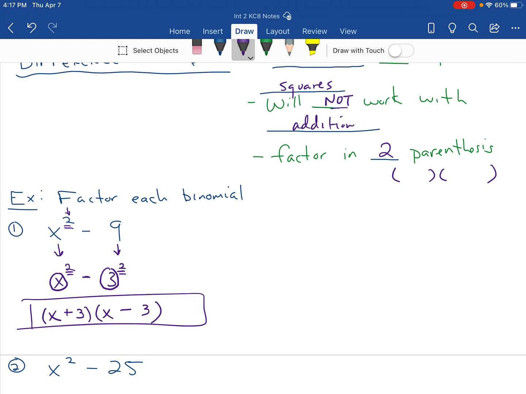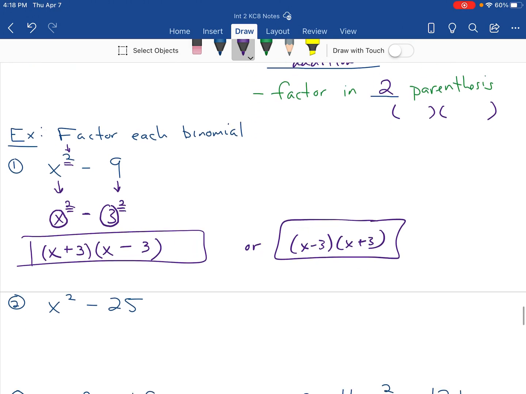It's always going to be one positive, one negative, and it doesn't matter which way you write it, okay? You can also write it as x minus 3 first and x plus 3 second. It does not matter because multiplication doesn't depend on the order you put it in, right? 1 times 2 is the same thing as 2 times 1.